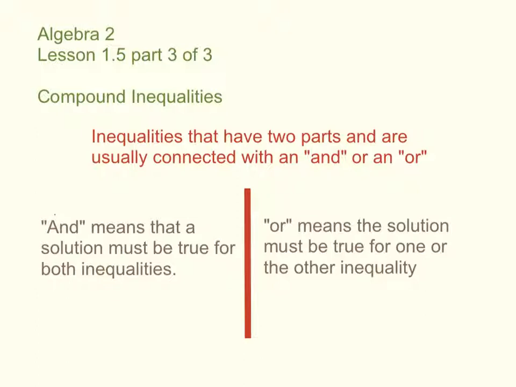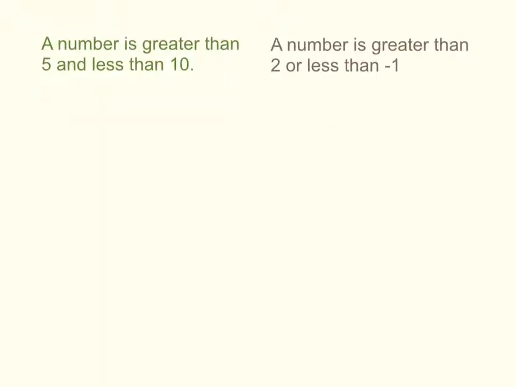Alright, so here's an example. A number is greater than 5 and less than 10. So this is an "and" expression. Let's think about what are some numbers that are greater than 5 and less than 10. Well, I'm thinking of the number 6. 6 is greater than 5 and it's less than 10. 7 is greater than 5 and less than 10.